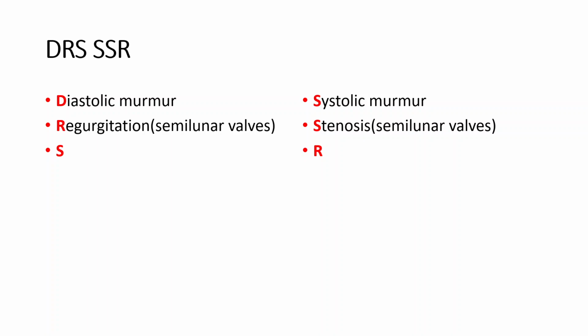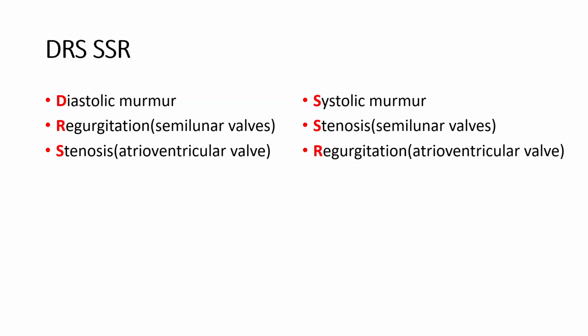The first layer, that's the diagnosis in the semilunar valves, and the semilunar valves are the what? The aortic and the pulmonary valves. Whereas the second layer, that's the S in the DRS and the R in the SSR, provide the diagnosis in the atrioventricular valves.